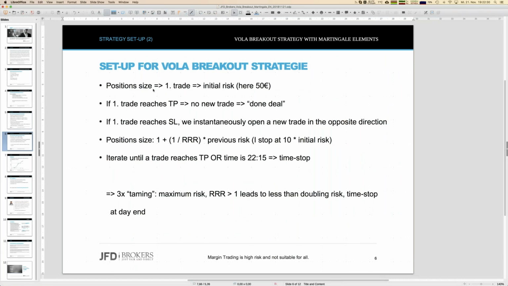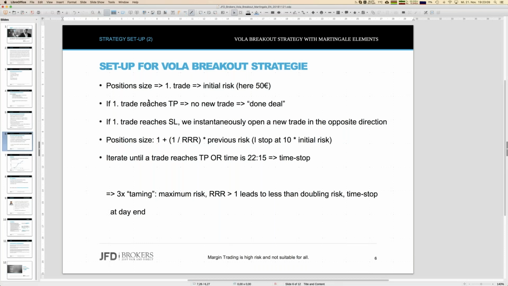So we have our first trade, and if our first trade reaches take profit, no new trade, done deal. In our case, in the chart, not this time. So if it would be done deal, day end, we have nothing to do until the end of the day. Unfortunately, we hit our stop loss. If we hit the stop loss level, we instantaneously open a new trade, but into the opposite direction.